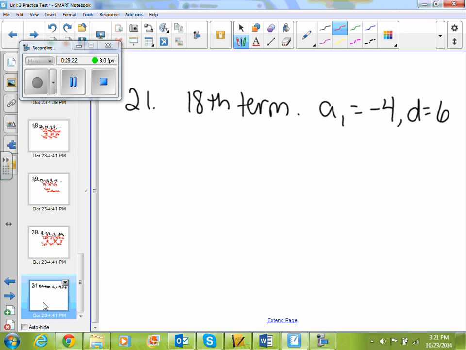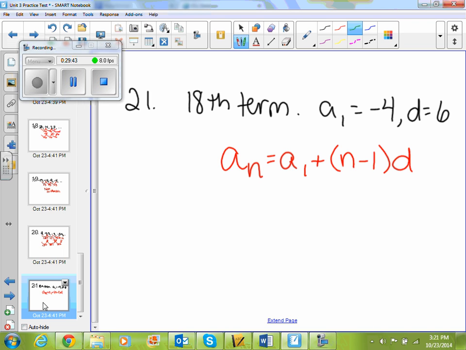Alright, and the last thing that we're going to look at is your formula for your nth term, and I am going to leave that one on the board. I'm going to rewrite it because somebody messed it up. So a sub n equals a sub 1 plus n minus 1 times d. Okay, so that's going to be on the board for you, so you don't have to memorize that, but it might not be a bad idea.